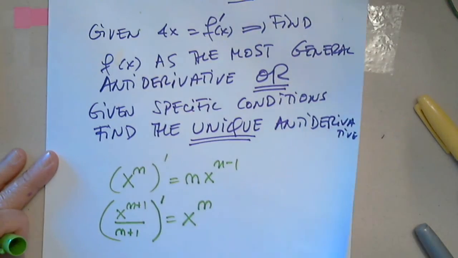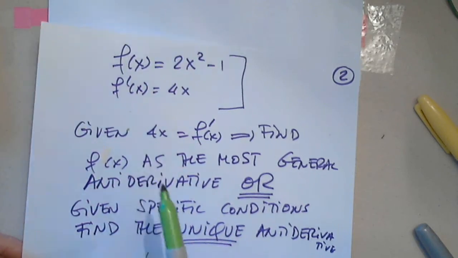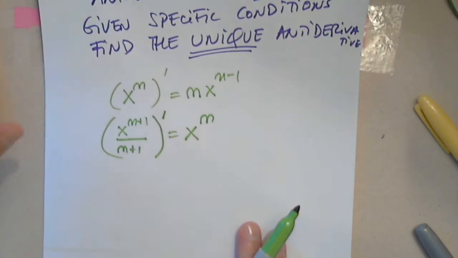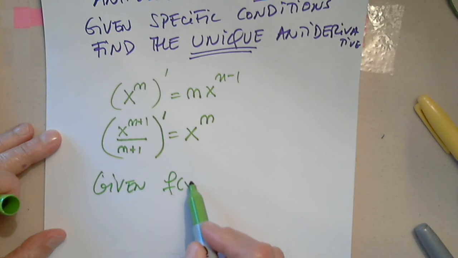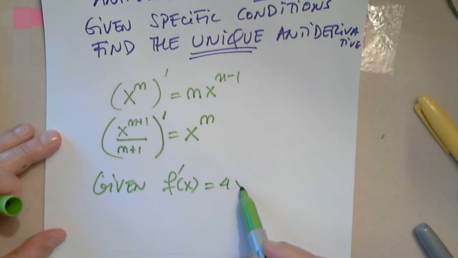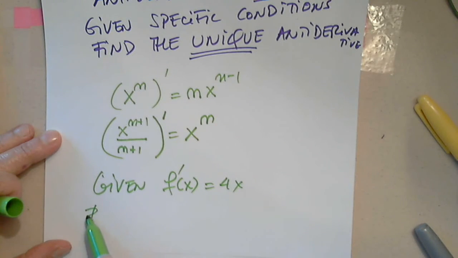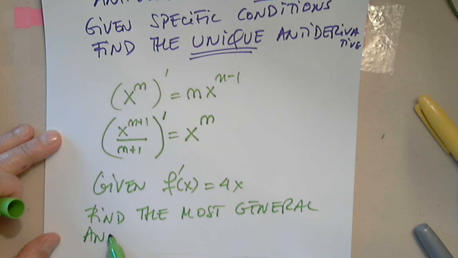So given now this function, let's say f of x is 4x, find the most general antiderivative.